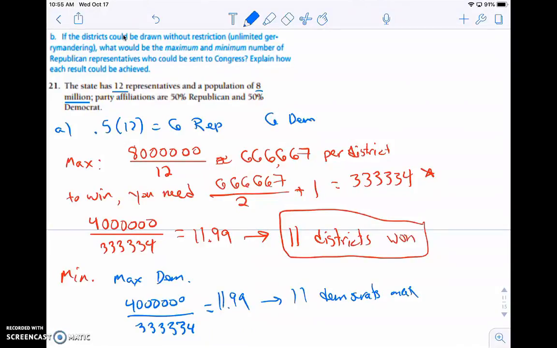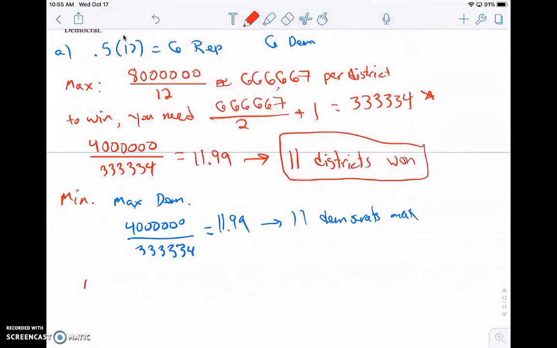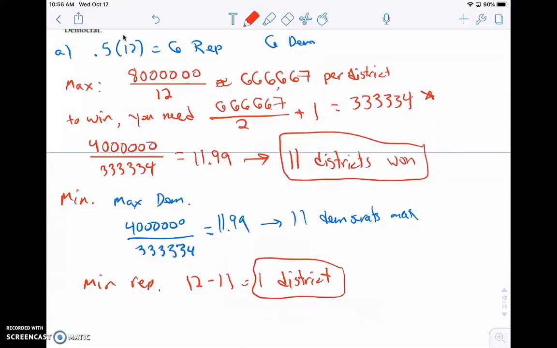So if the Democrats' maximum is 11, then the minimum for Republicans is going to be the total seats minus the maximum for Democrats. Excuse me, the minimum, that's what I meant to say there. So we take the max the Democrats can win, and we subtract that from the total number. So 1 district is the minimum that could happen, 11 is the maximum, and most likely the scenario is going to be somewhere in between. But that's a look at how you would determine those. So that'll wrap up part 2, and we'll finish up with part 3.